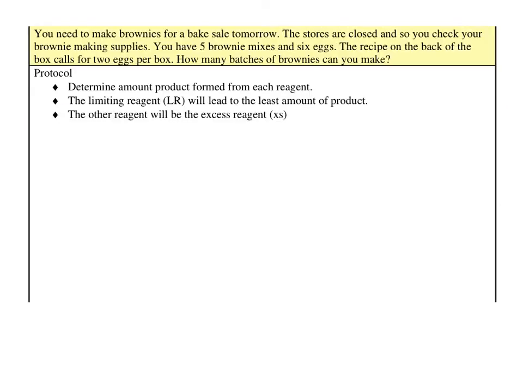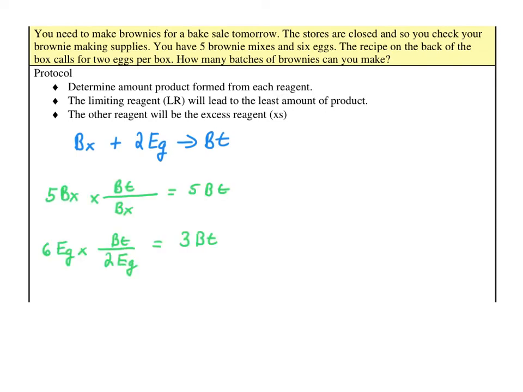First, we're going to come up with a balanced chemical equation. Okay, this is representing that 1 box mixed with 2 eggs produces 1 batch of brownies. Now we're going to determine the amount of product that's formed from each reactant reacting completely. This is the same way we've been doing the stoichiometry problems.